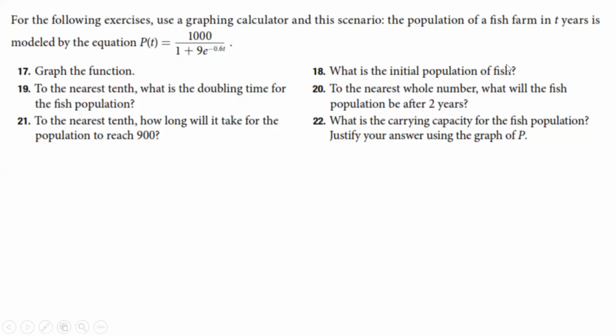All right, so it's one more, but there's 6 points here we have to actually simplify with. So we're going to use this logistic model here, and it's scenarios about the population of a fish farm in T years. And so it's modeled by this logistic model of 1,000 divided by 1 plus 9 e to the negative 0.6t. And so first thing they want us to do is graph the function.